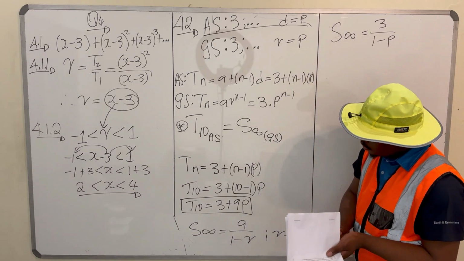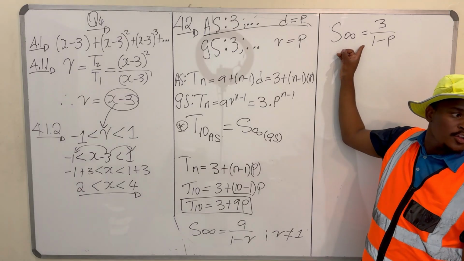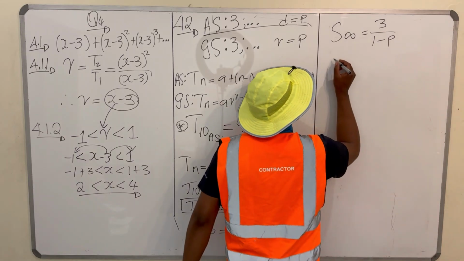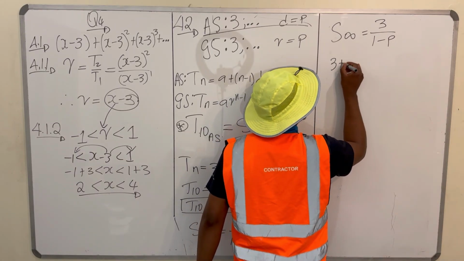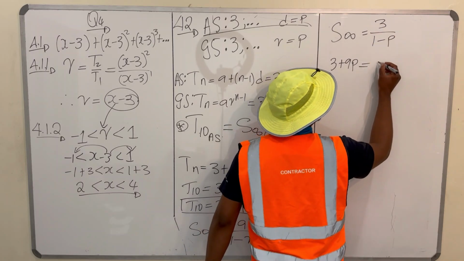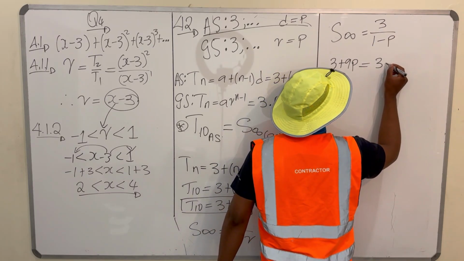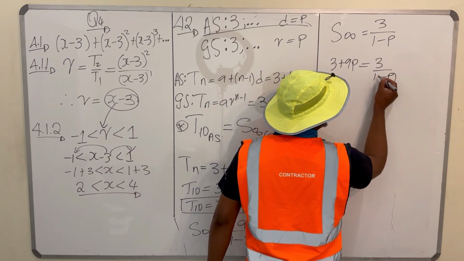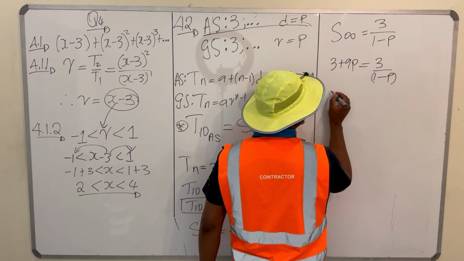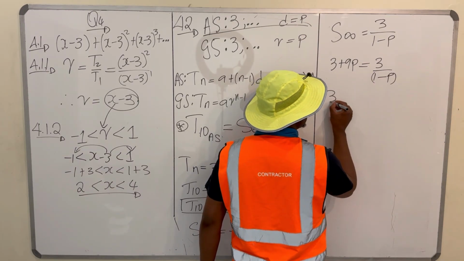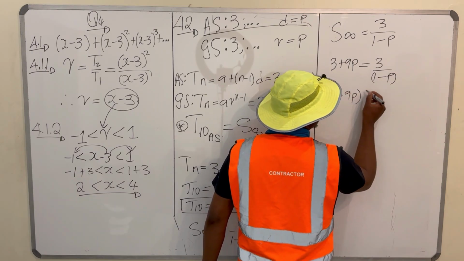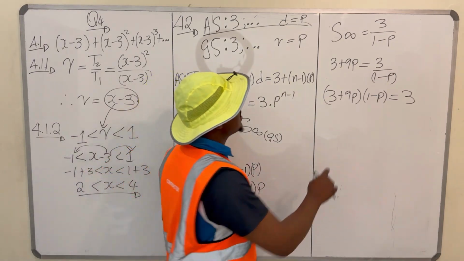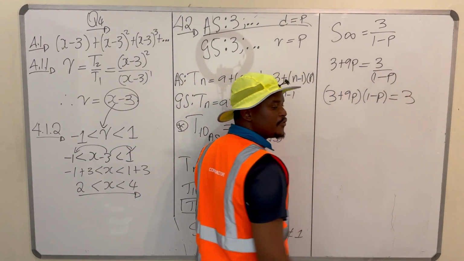So you have your T10 and you have your sum to infinity, and you're told that these two are equal. So you say, okay, my T10, which is 3 plus 9P, is equal to 3 over 1 minus P. Are you with me? Yes. Then you multiply throughout, or cross multiply. You have 3 plus 9P times 1 minus P is equal to 3. Or you can just multiply throughout, then these two will cancel and you'll be left with a 3.